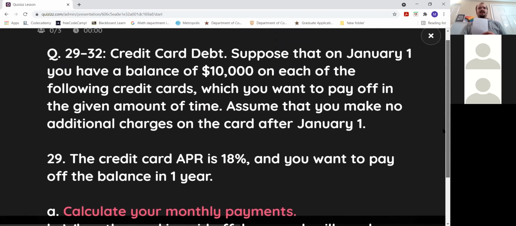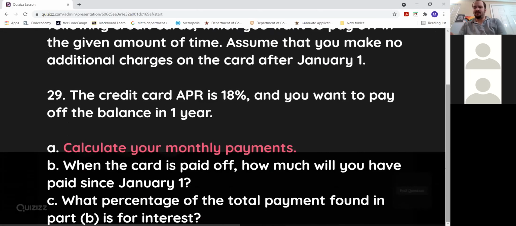What's my principal again? 10K. Doing a principal of 10,000. APR over N is going to look like what? 0.18 over 12. 1 minus 1 plus 0.18 over 12 to the negative 12 times 1 year. Okay.